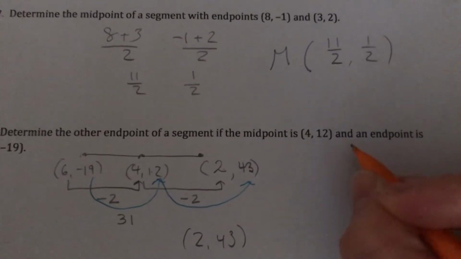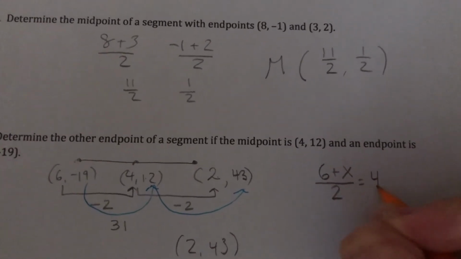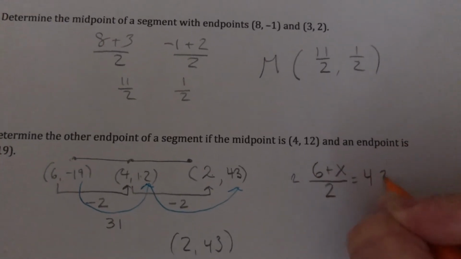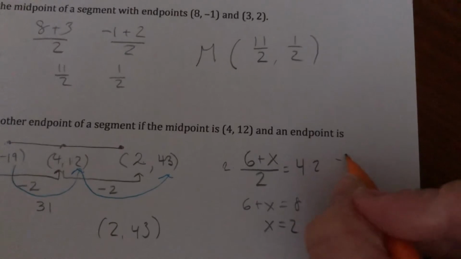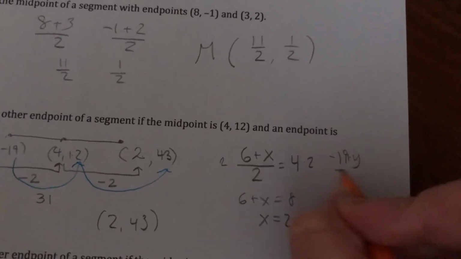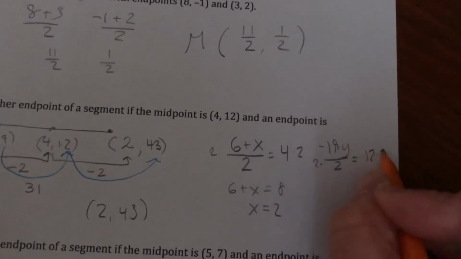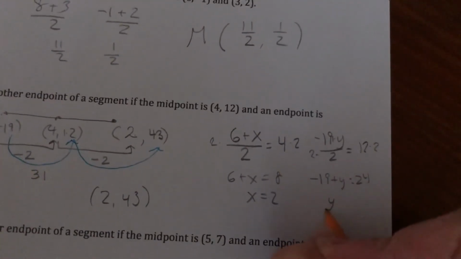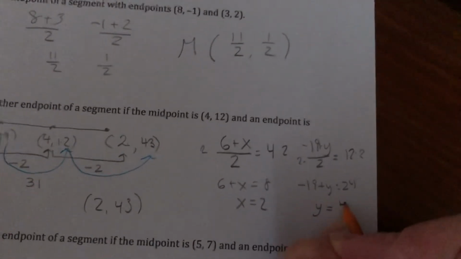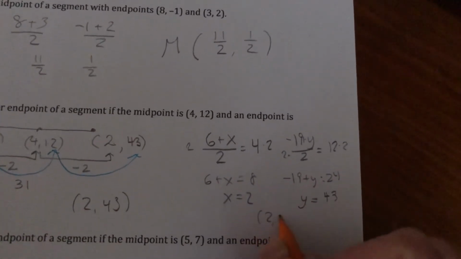If I want to do it using the algebra method, I would say, okay, 6 plus what x value, divided by 2, is 4. Then I multiply both sides by 2, and I get 6 plus x equals 8. Subtract 6, and x is 2. Do the same for y. So I would say, all right, -19 plus what value, divided by 2, equals 12. So I multiply by 2 again. Sorry, my handwriting's a little messy there. So I get -19 plus y equals 24. Add 19 to both sides, and I get 43. So your coordinate would be (2, 43).